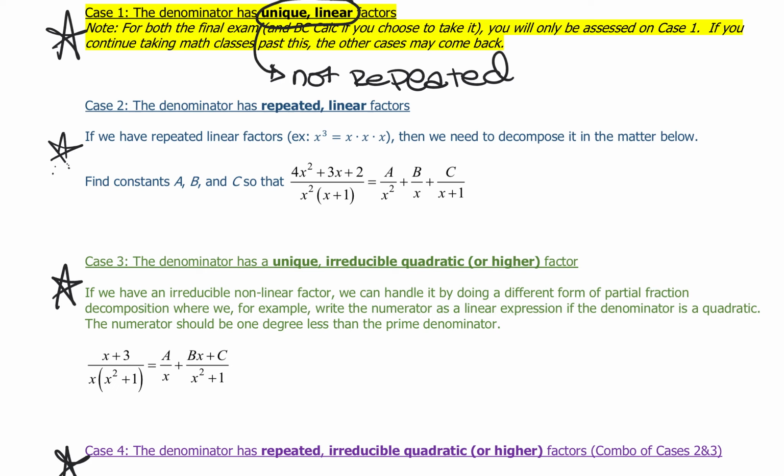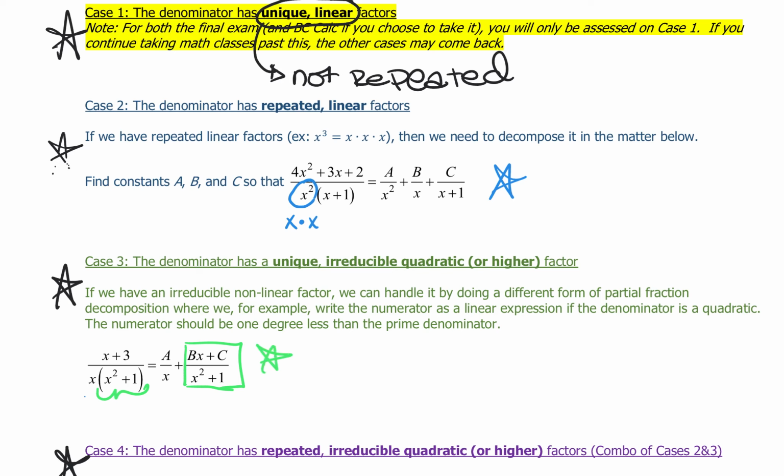Now, you can see here, there are obviously other cases. So maybe I have something like a linear factor of x, but it's in there twice. Okay? Your setup for this is going to look a little bit different. Same thing for case 3. If I've got a factor that's an irreducible quadratic, meaning I have a quadratic factor, but I can't break it down into linear factors, that skeleton for the decomposition is going to look a little bit different as well.